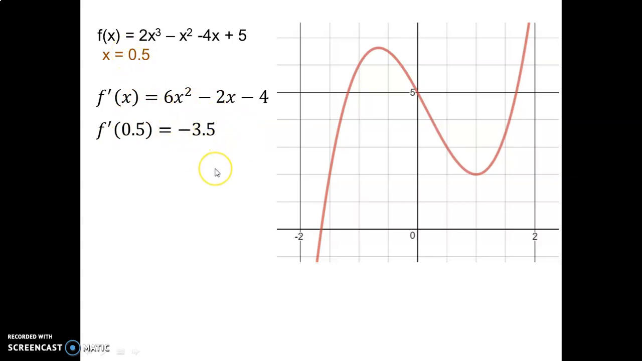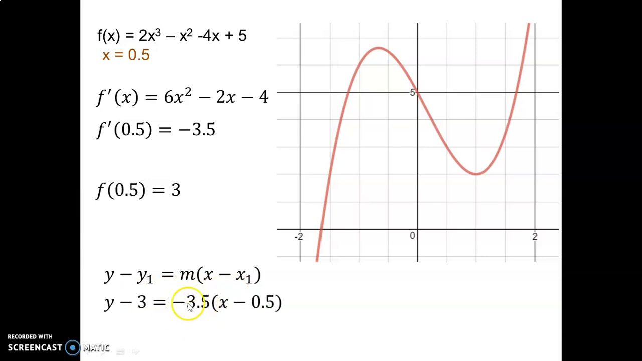So now we know the gradient, but now we need a point. So the point is 0.5 and 3. When you put 0.5 into the original function, you get a value of 3. So putting the x value into the derivative gives us the slope, and putting the x value into the original function gives us the point that we're going to use to create our linear equation. So here's that slope, and here's that point, and we have our linear equation.